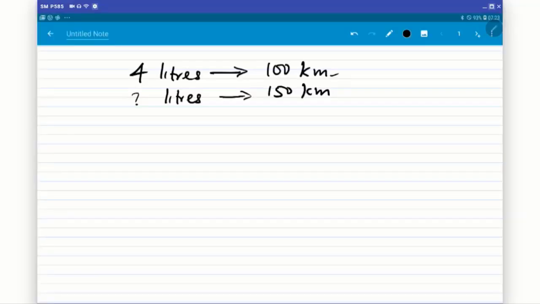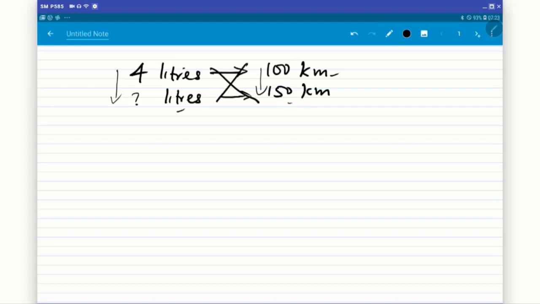100 kilometers will require 4 liters. Now, how many liters will cover 150 kilometers? Since we can confirm it's a direct proportion, because as we increase the distance from 100 to 150, we have to increase the number of liters of fuel that we need, then we have to do a cross multiplication.